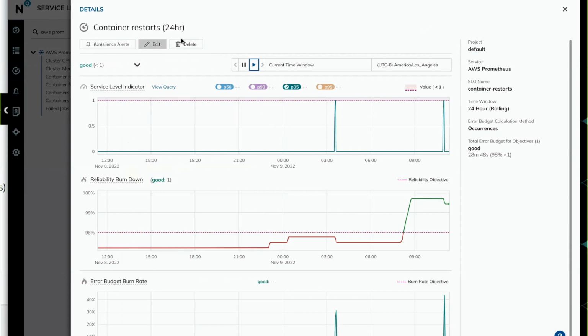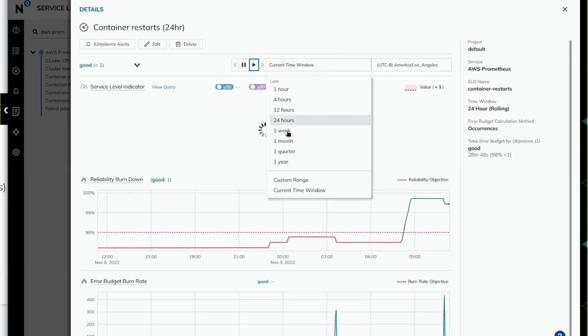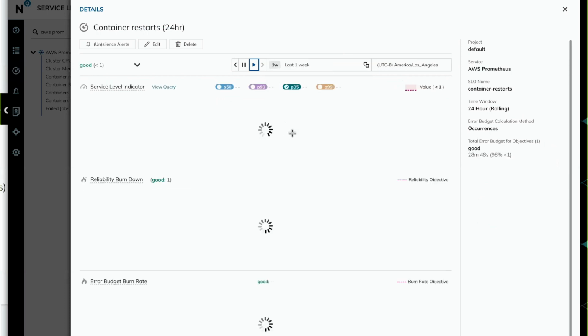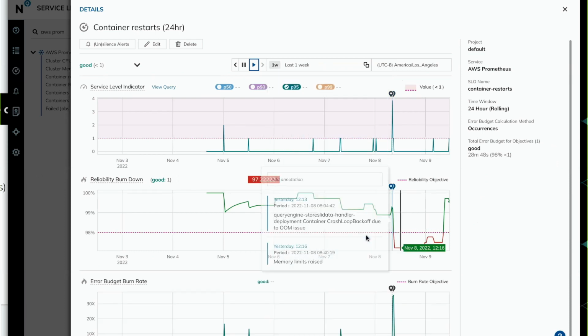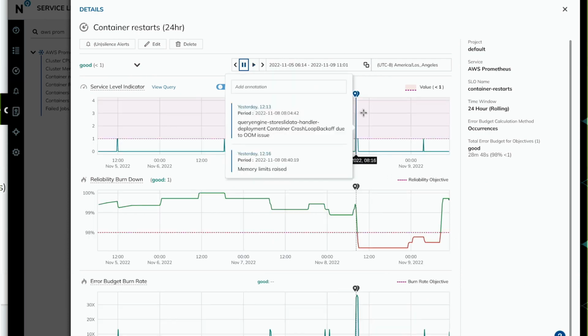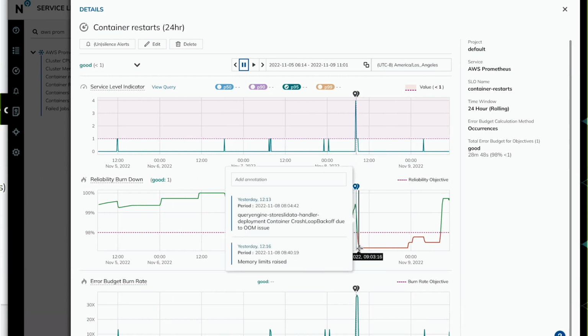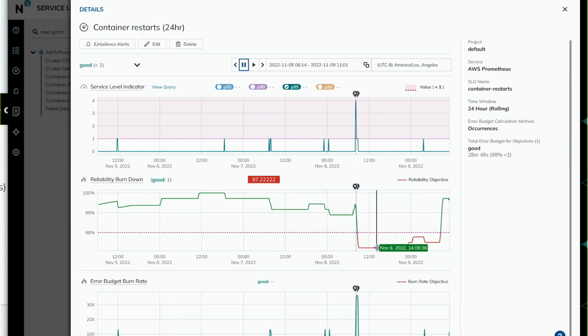So we did have an incident yesterday, and you can see here we were able to annotate it. We had a new service rollout, and the limits weren't quite tuned, and so it was doing a bunch of restarts until we were able to raise those limits. And you can see here we burned a bunch of error budget, and we are now recovering.